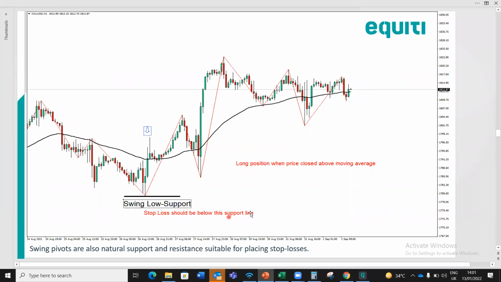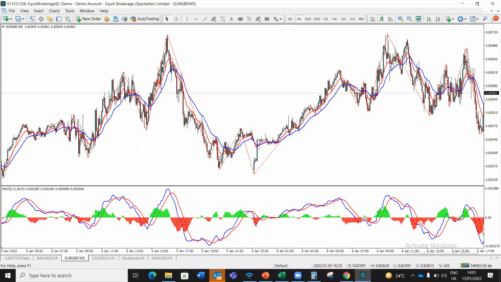So the stop loss should be below the support line, just like I have showed you on the live chart. Swing points are also natural supports and resistances suitable for placing stop losses, like I have also mentioned using the live chart. So these are swing points. Once we can find an opportunity, let's say for a sell trade here, of course our stop loss should be at this swing point or a little higher than the swing point.